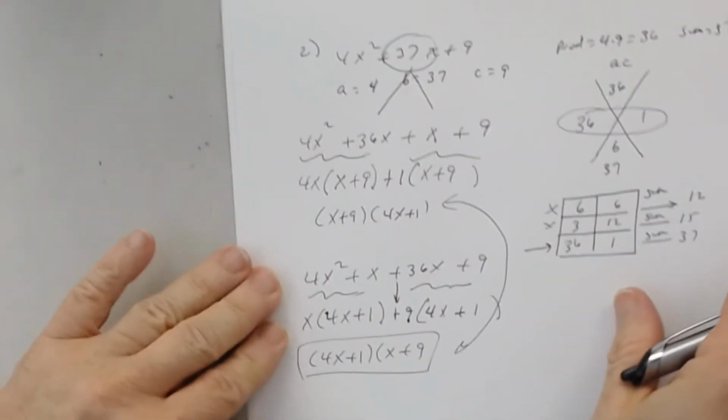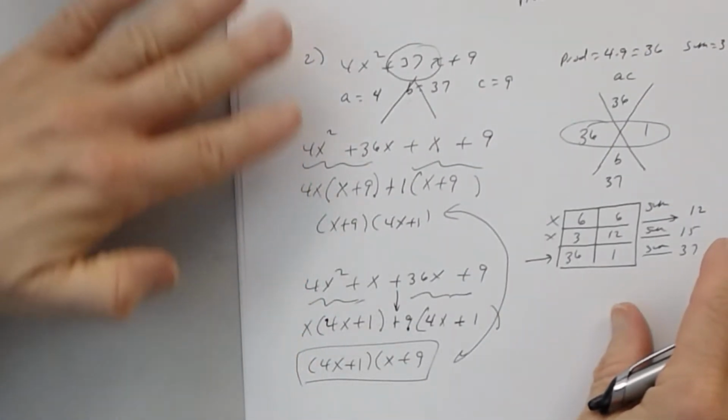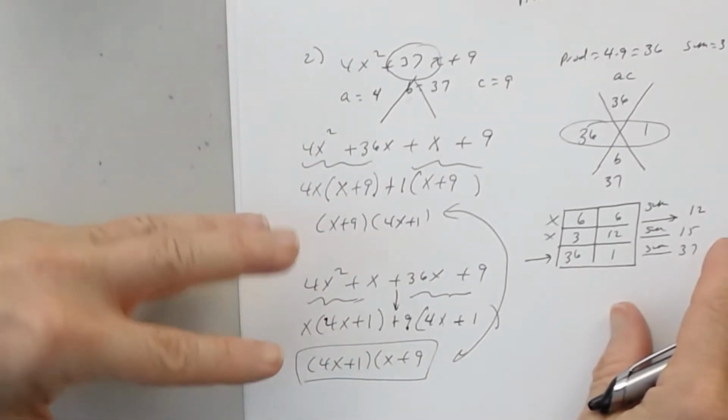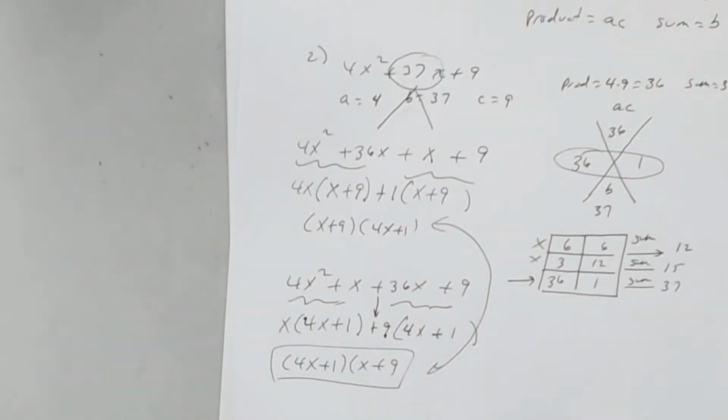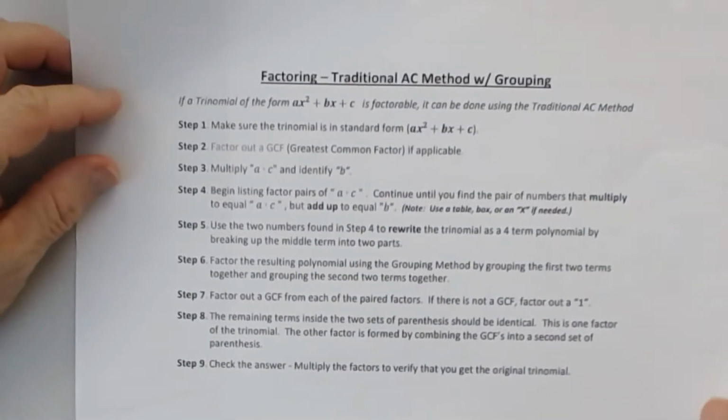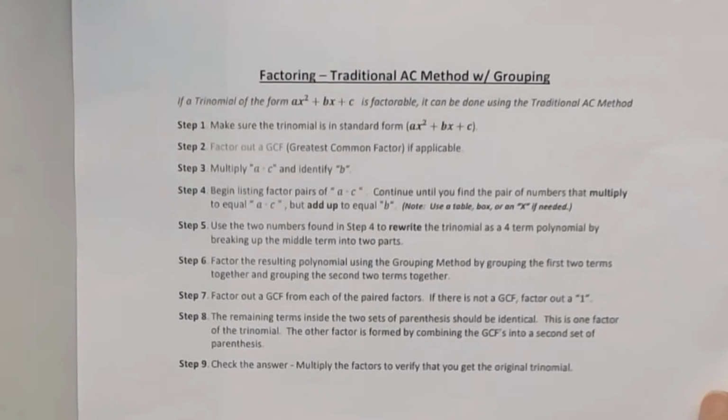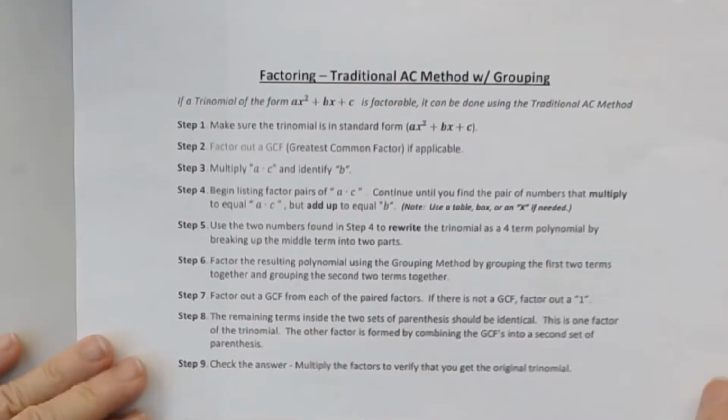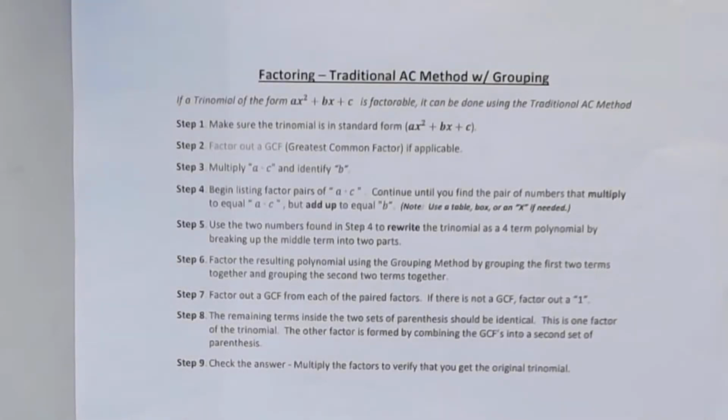All right, let's look at number 3. So again, the rest of what we do today will be the AC method. You received a handout last class period. I need you to get that handout out. It looked like this. Go ahead and take that one out. You picked it up at the back table last class period. That's factoring using the AC method with grouping.